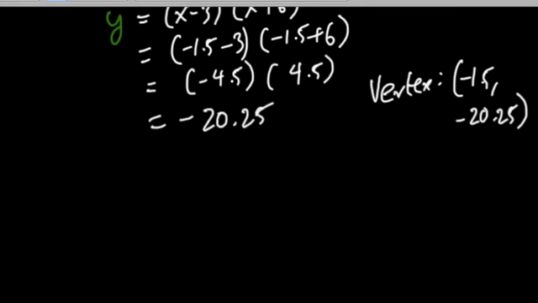Let's go to G. G says find the equation of the axis of symmetry. So the equation for the axis of symmetry is really just the x coordinate of the vertex. So it's going to be x equals negative 1.5.